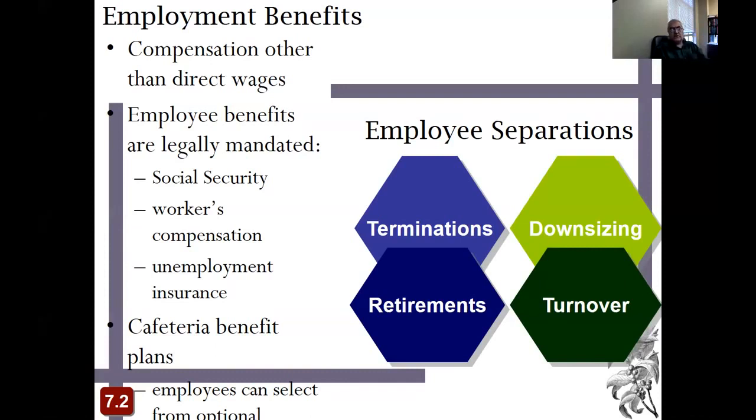So social security, workers' compensation, and unemployment insurance are the mandatory benefits that must be provided to employees. Some other benefits can also be provided voluntarily to employees, but once these are provided, they have to be provided equally to all employees, regardless of their gender, age, or other personal characteristics. The chapter also discusses employee separations, such as termination, downsizing, retirements, and turnover. So we will discuss all this in detail.